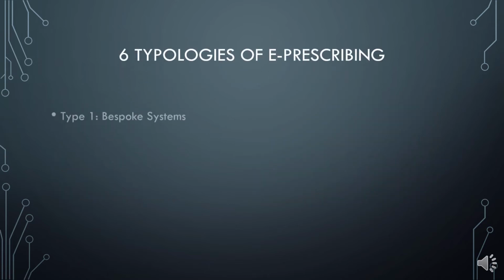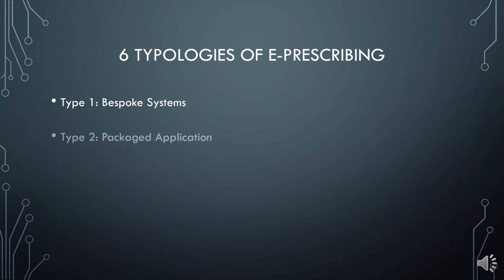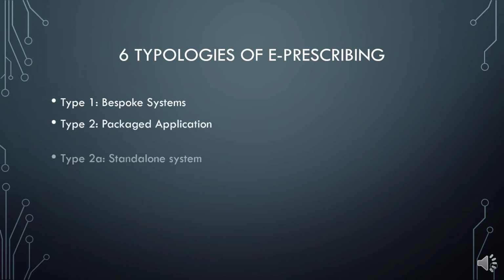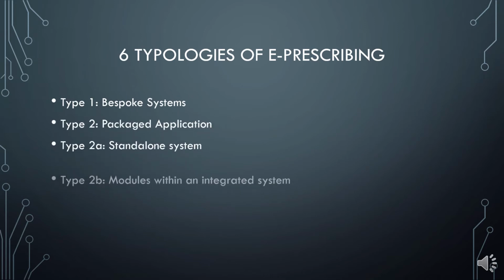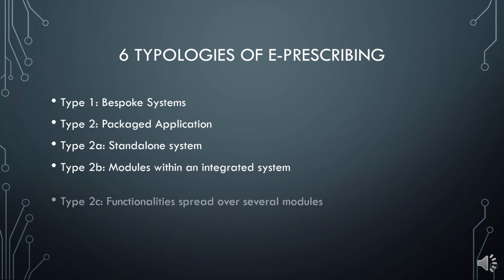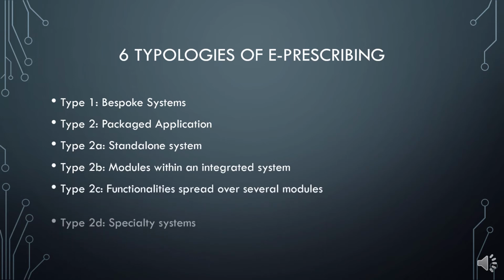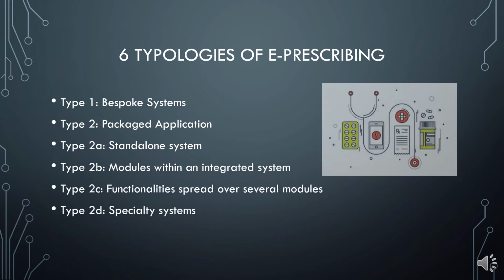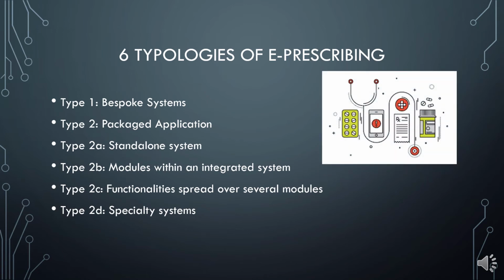There are 6 typologies of e-prescribing: Type 1, Type 2, Type 2A, Type 2B, Type 2C, and Type 2D. In further detail, Type 1 is a bespoke system. It is developed to meet the requirements of a single hospital. Type 2 is the package application, and it is aimed to cater to the needs of various organizations.